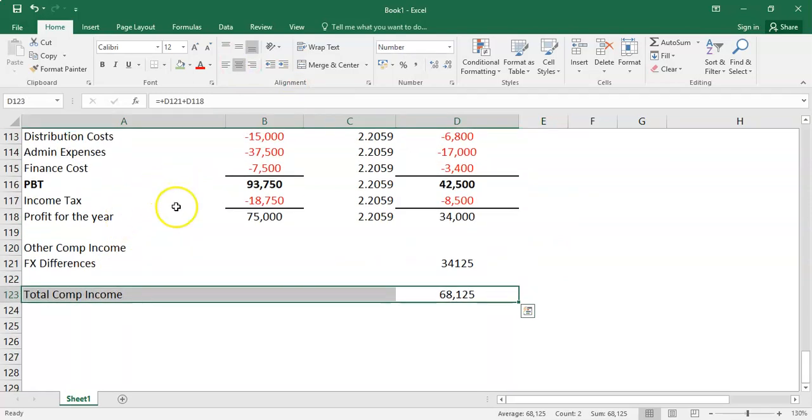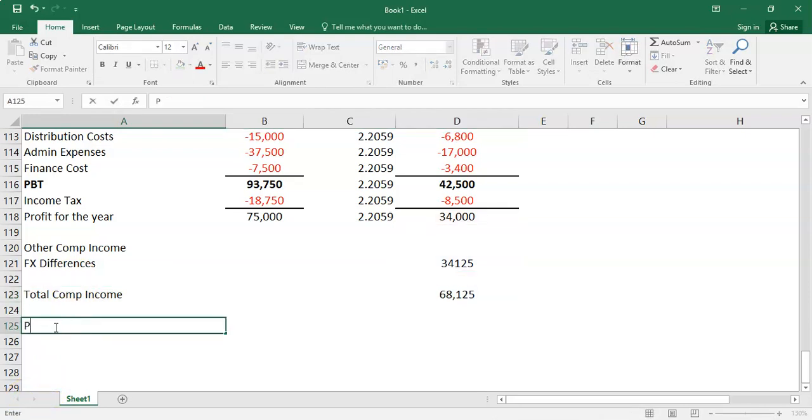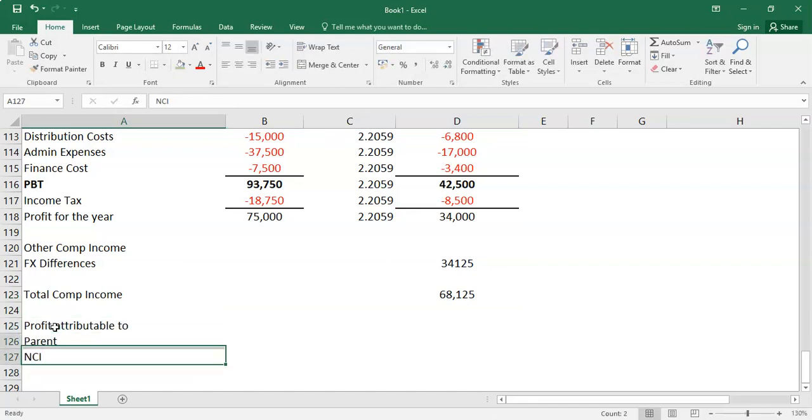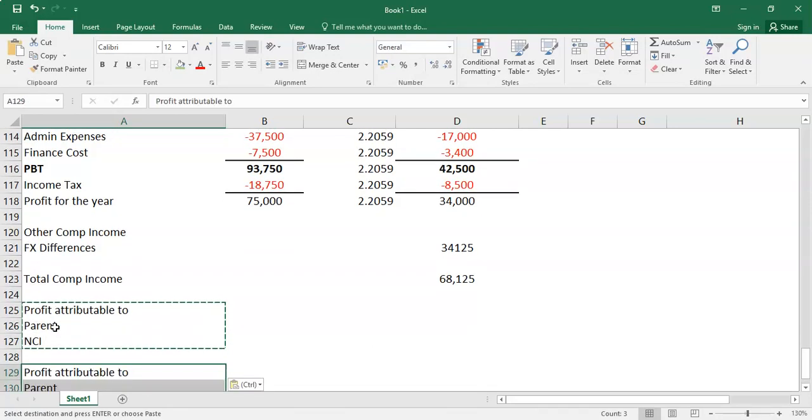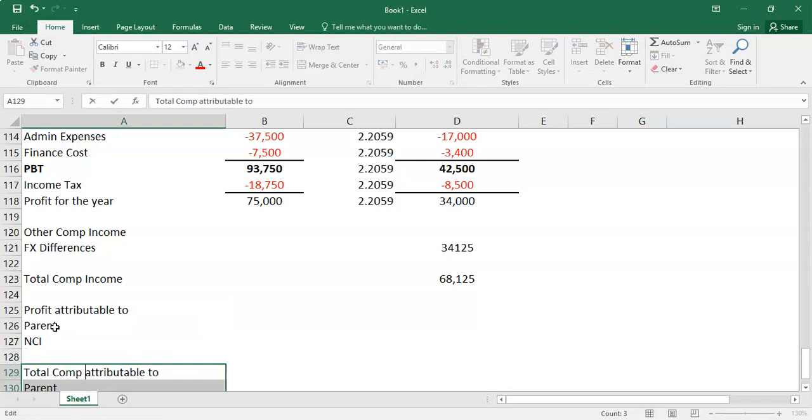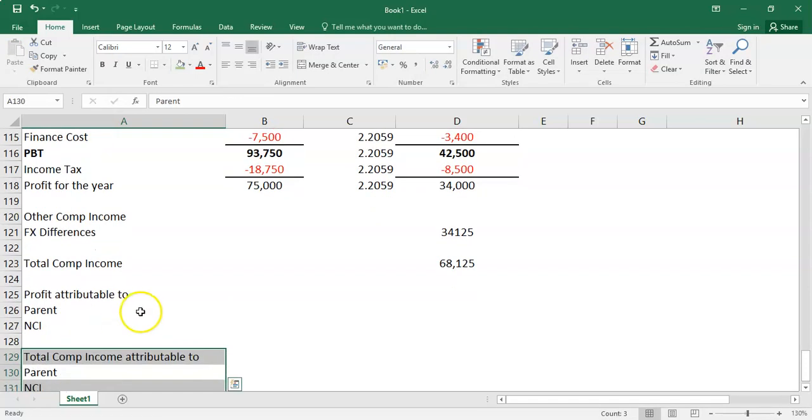Right. So your total comprehensive is 68,125, and now you have to do two splits. You have to split between the parent and the NCI for profits, and the parent and the NCI for total comprehensive income. So you have then profit attributable to parent and NCI, and you're going to have the same then as a separate one for total comprehensive income attributable to parent and NCI.